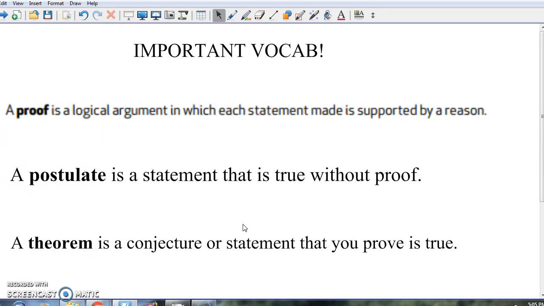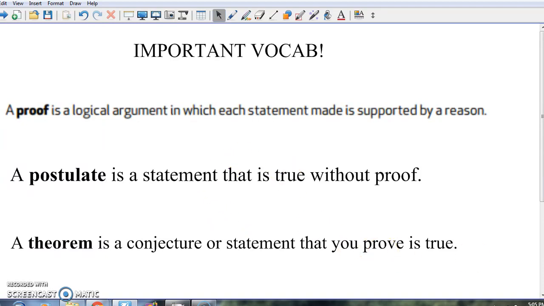So these words are important in this lesson, first and foremost, because what we're talking about is a proof. So it's important to know what a proof exactly is. And then postulates and theorems are used within the proof as justifications for certain statements that we make.